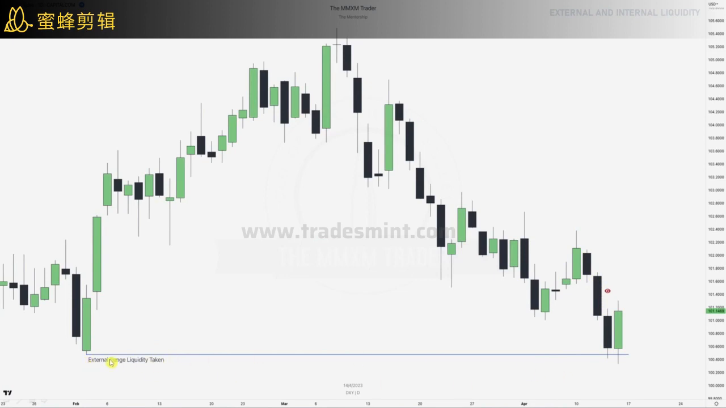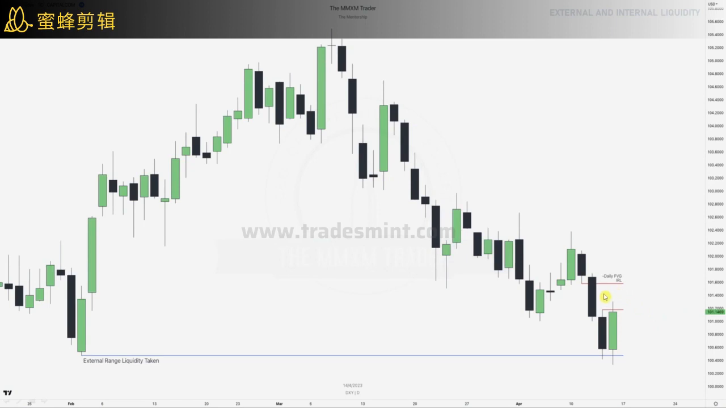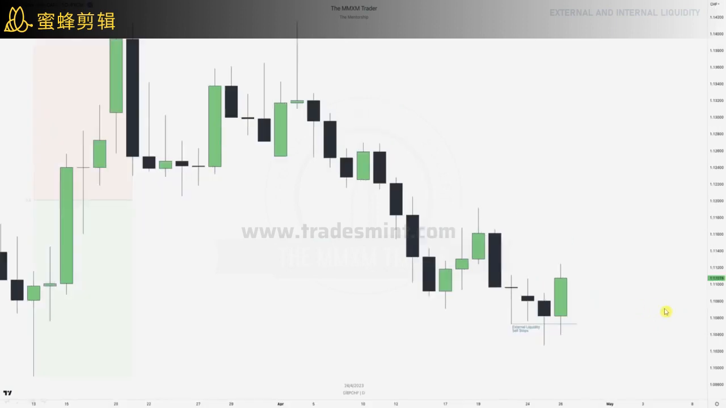Now we took external range liquidity. Do we see an imbalance anywhere where we can reprice into? Yes, we have over here. We have this daily fair value gap, internal range liquidity. We've got a British pound Swiss franc daily chart over here. Again, example after example. Keep repeating this.